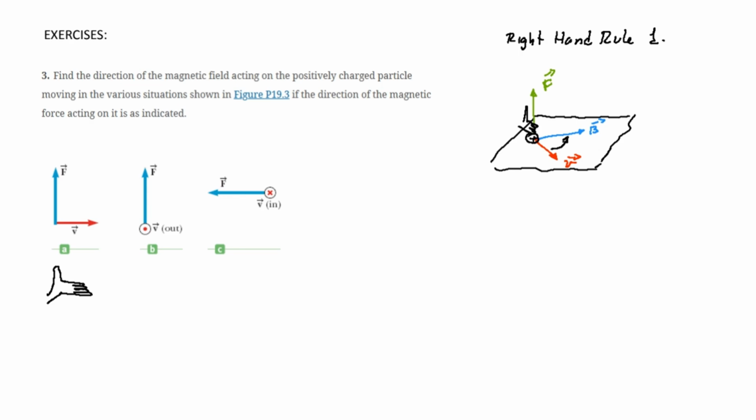So that means that in this case, the field points toward the screen of the computer. This is the direction of the field. The field enters into the screen of the computer.